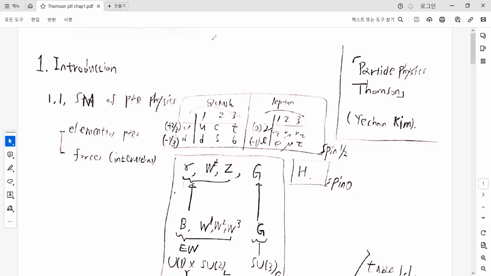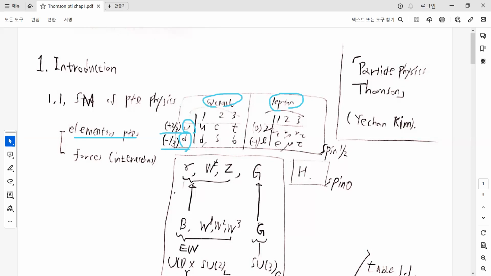So we talk about the introduction of particle physics. In the Standard Model, there are elementary particles, the quarks and the leptons, with three generations. There are two types of quarks: one is the up type and the other is the down type.